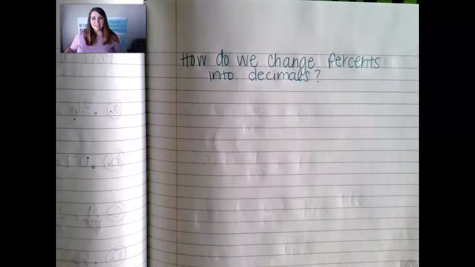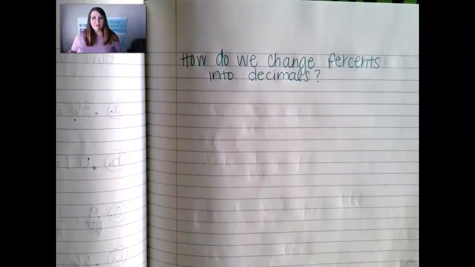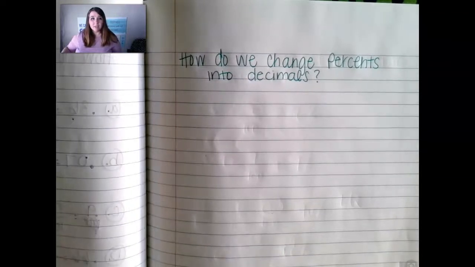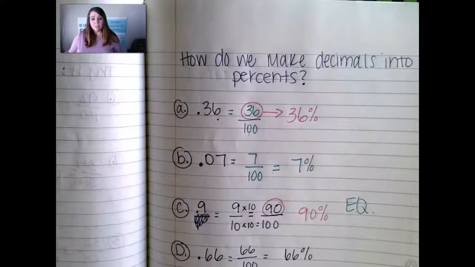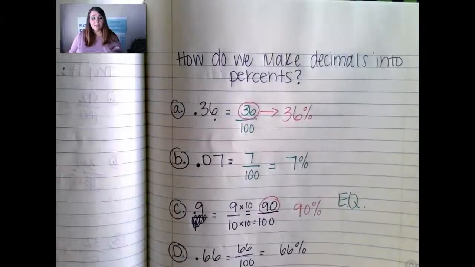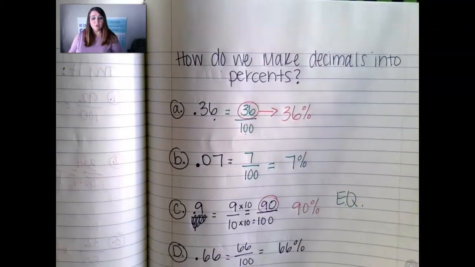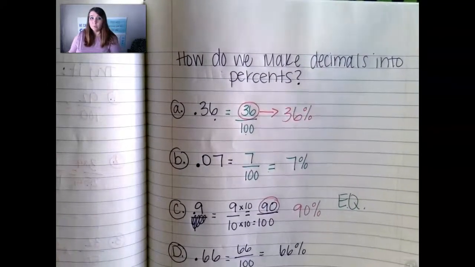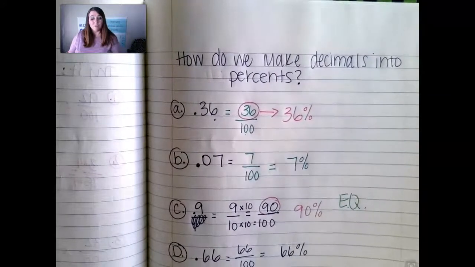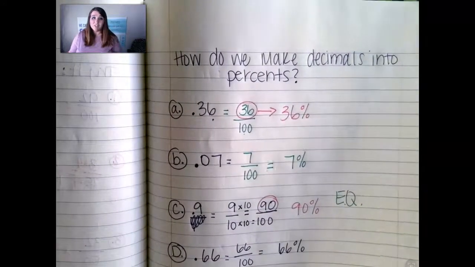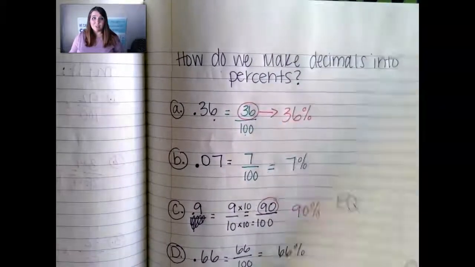Sixth graders, today we are learning about how to change percents into decimals. So yesterday we learned about making decimals into percents. You were given the decimal first, had to turn it into a fraction, and then make it into a percent. Today we're going to do the opposite of that. I'm going to give you percents and you are going to have to turn them into decimals.